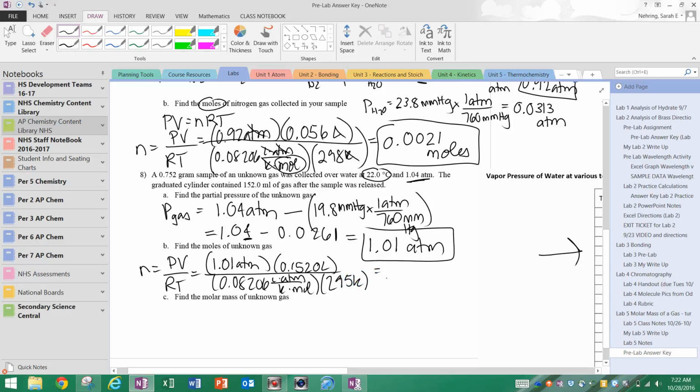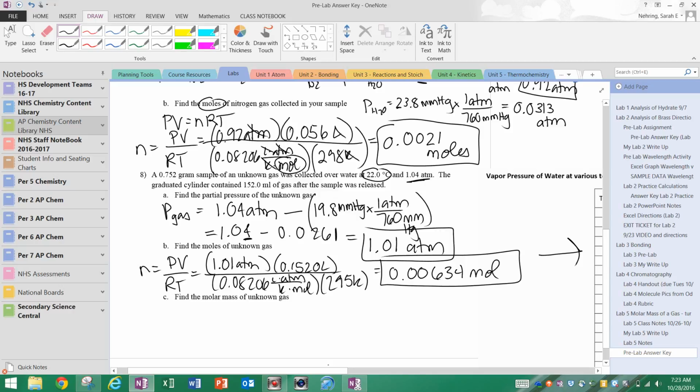I plug that in: 1.01 times 0.152 divided by 0.08206 times 295. My real-time math here. And that gives me 0.00634. It looks like I should have 3 sig figs in this answer. It looks like in both cases I'm being limited by my pressure reading.